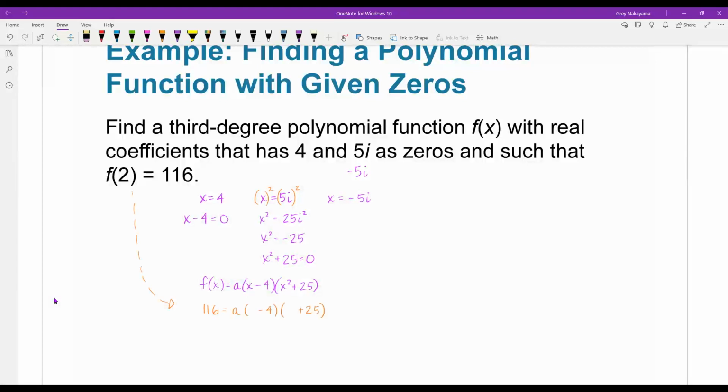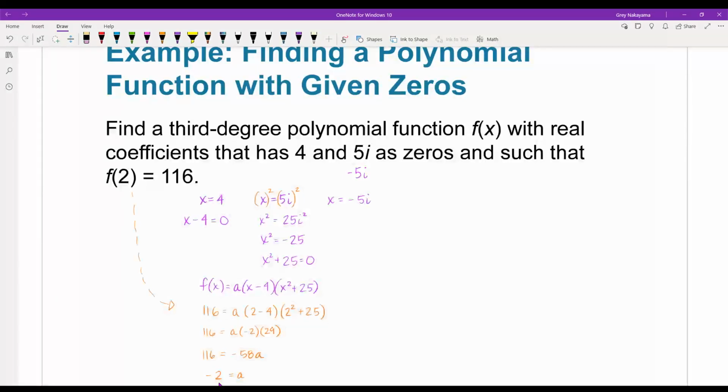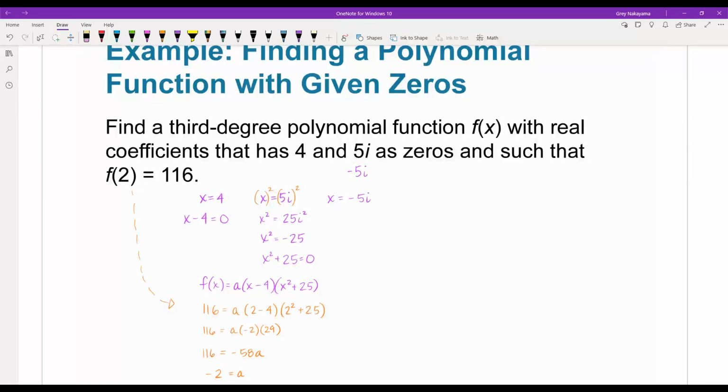116 equals, and I'm plugging in 2 for x. So there's going to be a 2 here and 2 squared here. And when I simplify that, I have negative 2 and 29. Multiply those out, get negative 58. So I find out that a is equal to negative 2. So now I'm going to go back up, and I'm going to put this into that equation. So I have negative 2 times x minus 4 times x squared plus 25.